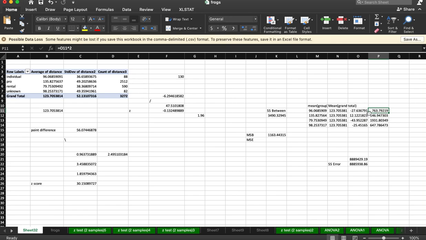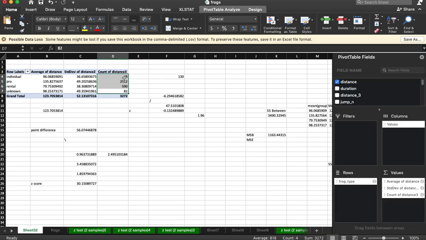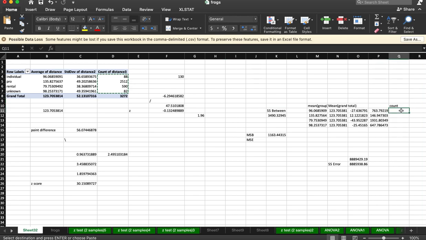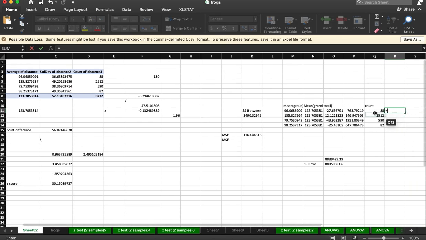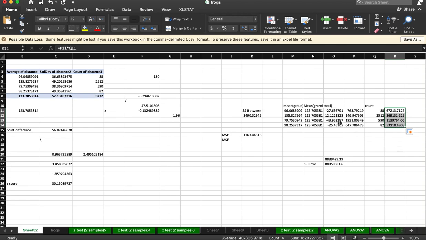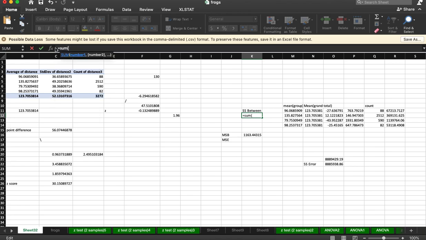Oh, you know what I didn't do here? There's an additional step. I need to multiply each of these by the count. Paste values. So now I will take this times count. There we go. Bring that down. Good. So my sum of squares between is not this number, it's this number. Fantastic.